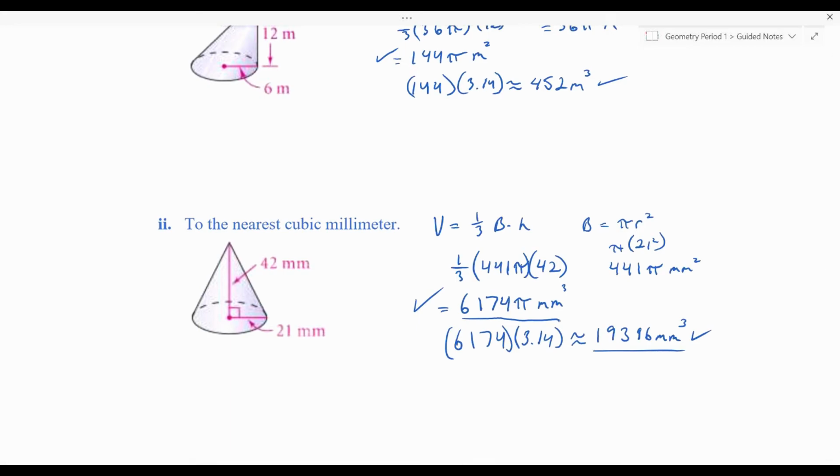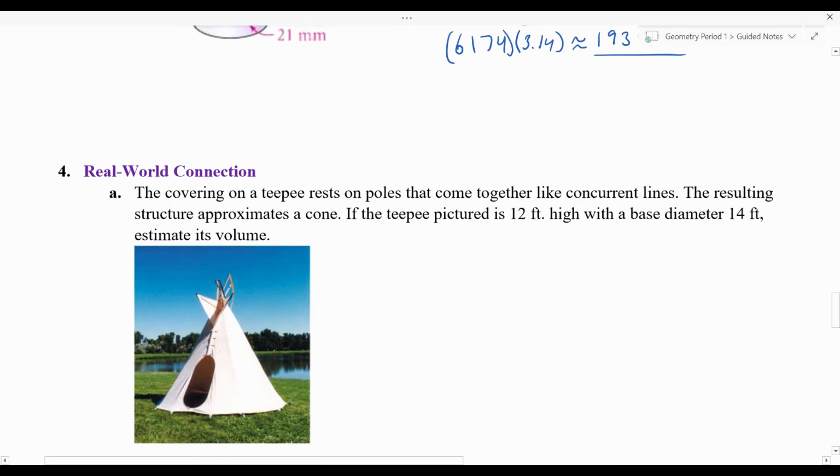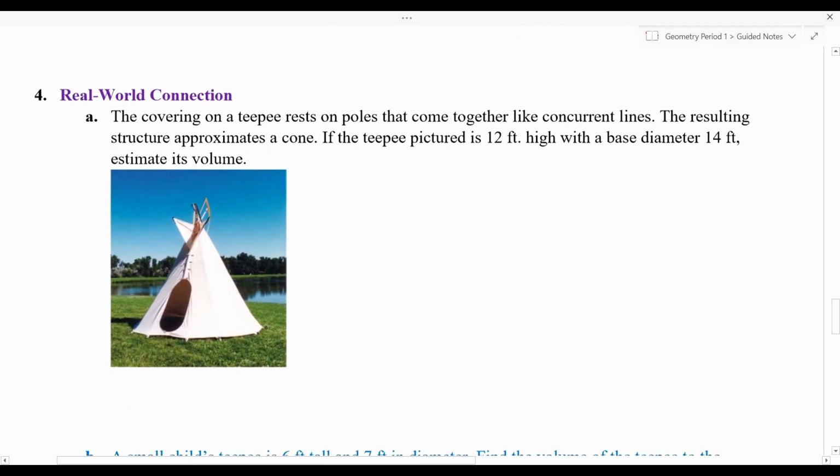Now, let's take a look at our last problem for this lesson. Part A. The covering on a Tepee, which is that tent right there, rests on poles that come together like concurrent lines. The resulting structure approximates a cone. If the Tepee pictured is 12 feet high with a base diameter of 14 feet, estimate its volume.